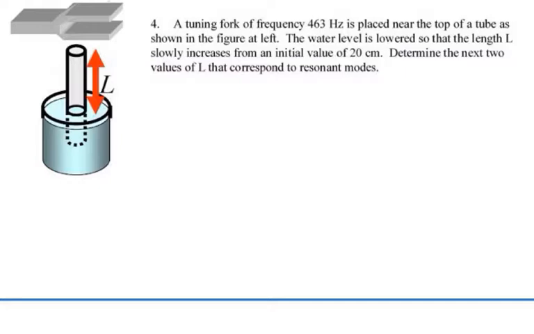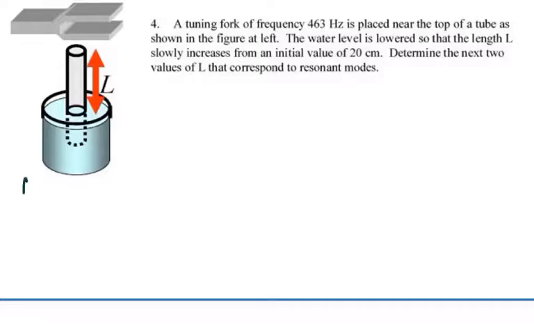Here's sample test problem number 4. A tuning fork of frequency 463 Hz is placed near the top of a tube as shown in the figure at left. The water level is lowered so that the length L slowly increases from an initial value of 20 centimeters. Determine the next two values of L that will correspond to resonant modes. In other words, setting up a standing wave.